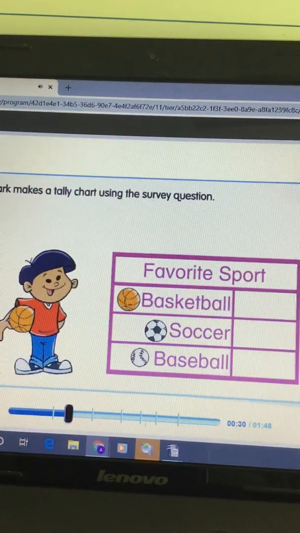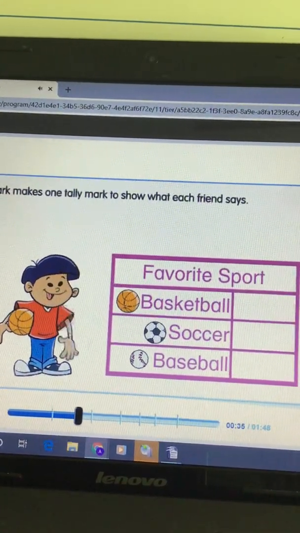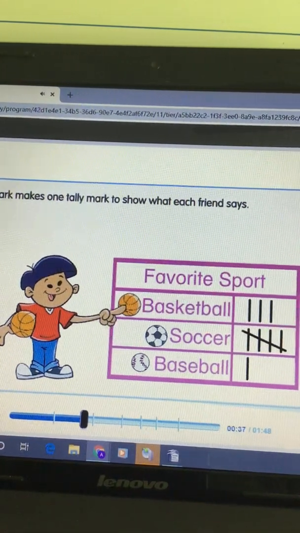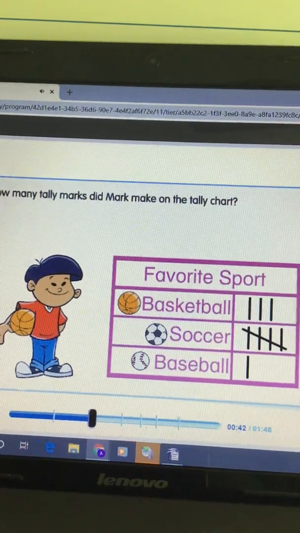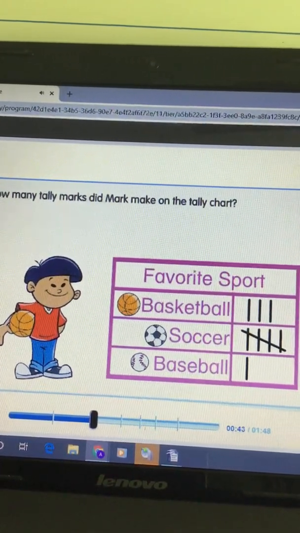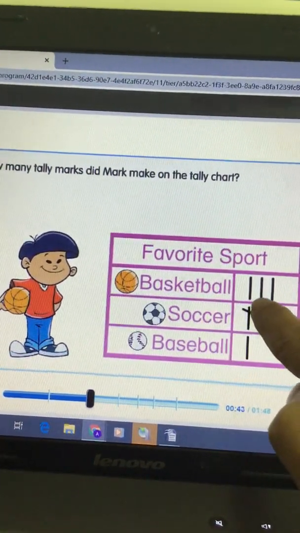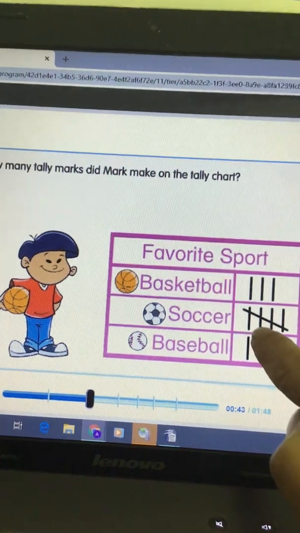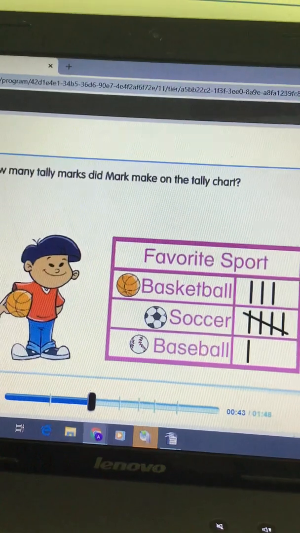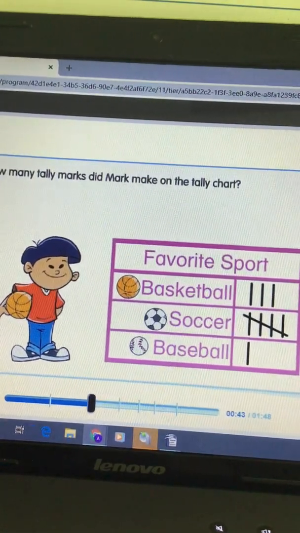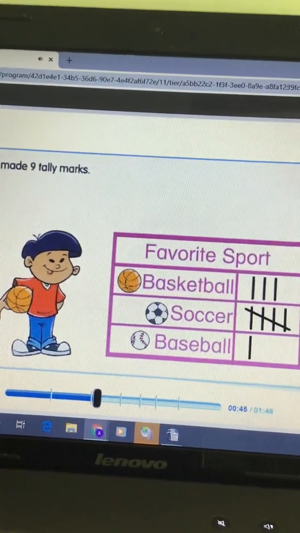Mark makes a tally chart using the survey question. Mark makes one tally mark to show what each friend says. How many tally marks did Mark make on the tally chart? If we count each tally mark, we can come up with the answer. 1, 2, 3, 4, 5, 6, 7, 8, 9. So there's 9 tally marks altogether, which means he asked 9 friends the question. He made 9 tally marks.